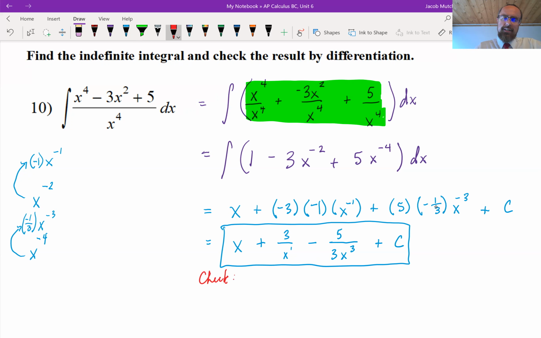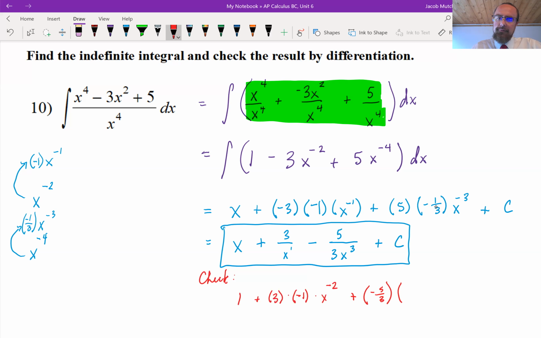So to differentiate x, it's going to be 1. Differentiating 3 over x to the power of 1 is going to become plus 3 times the old power, negative 1, as a coefficient times x. If that's the power of negative 1, it's going to become x to the power of negative 2. And then plus negative 5/3, I'll give as just a single coefficient factor.